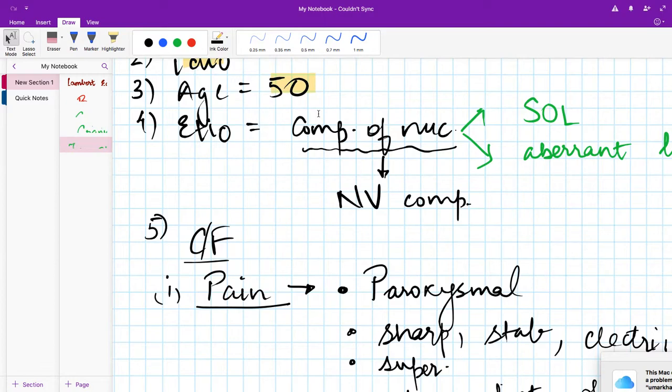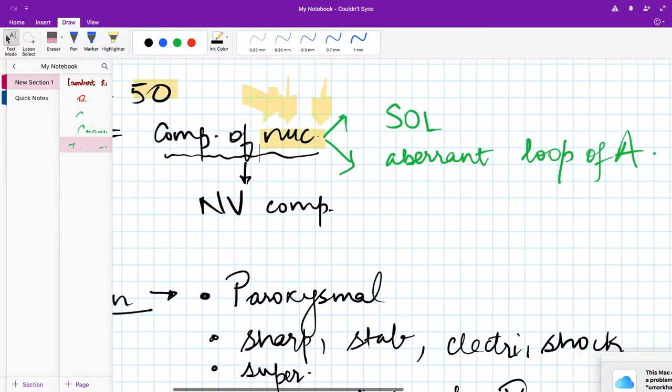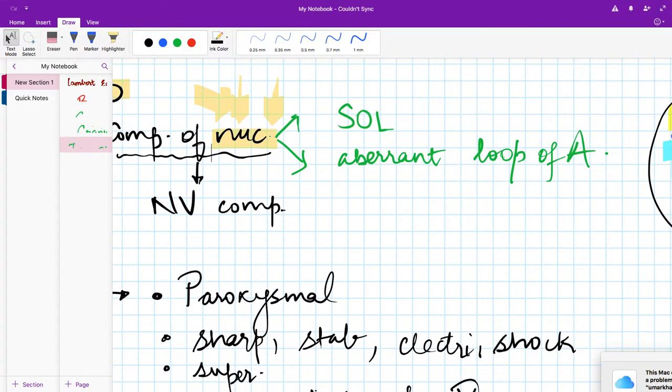There can be certain etiology, for example, the compression of the trigeminal nuclei. The nuclei are getting compressed because of pressure, maybe from a space-occupying lesion or from an aberrant loop of the artery. So this is characteristically a neurovascular compression. Why? Because the nerve nuclei are getting compressed, and that is also causing ischemia, meaning even the vascular supply is getting compromised, which is a neurovascular compression because of SOL or aberrant loop.